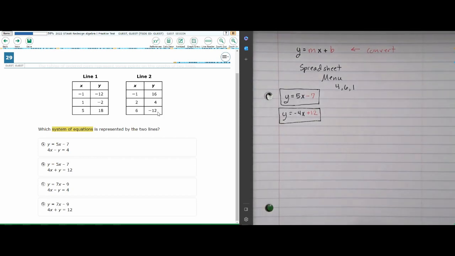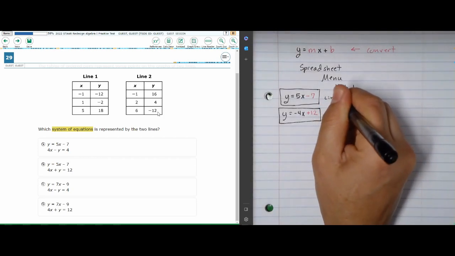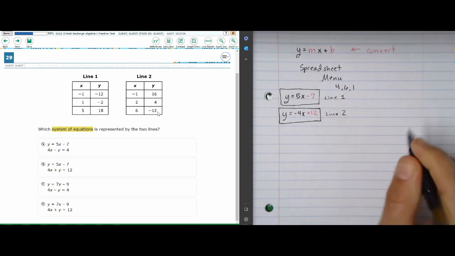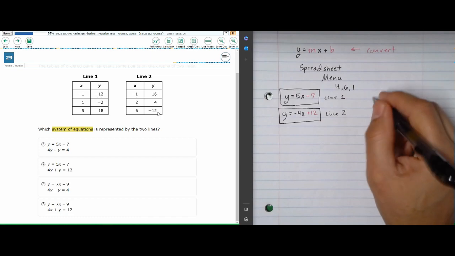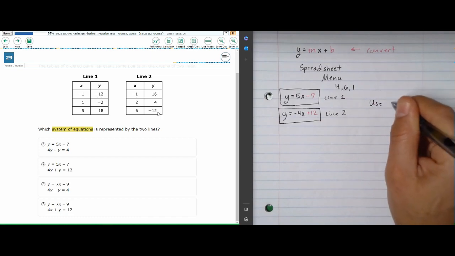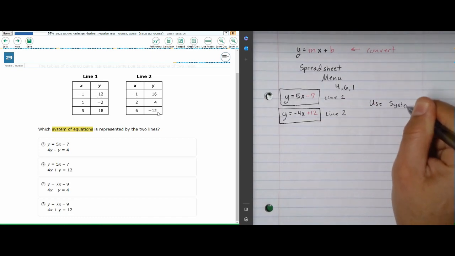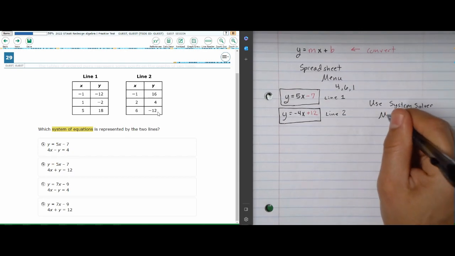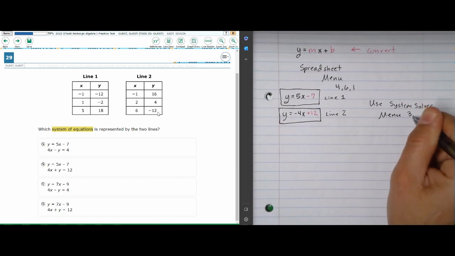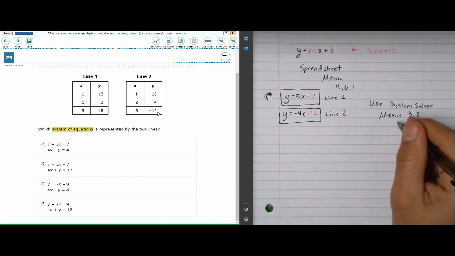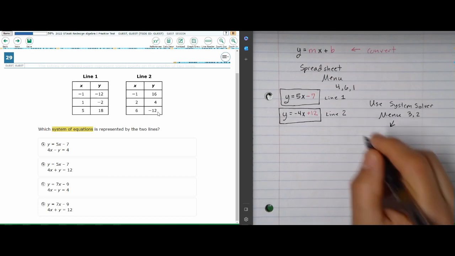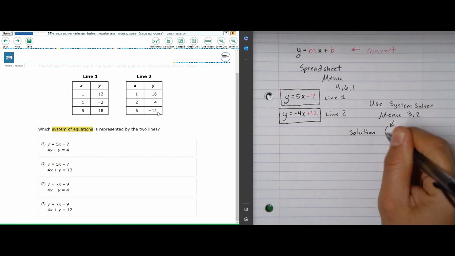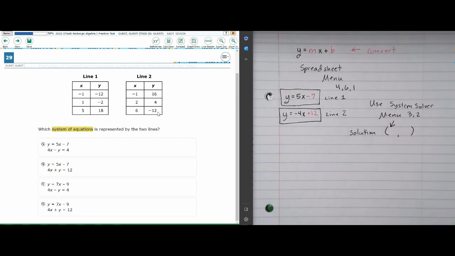Alright, so now that we got this, this is line 1 and this is line 2. So I'm going to solve it using System Solver. So I'm going to write down "use System Solver," and that's going to be menu 3 and 2. And I'm going to write down my solution that it's going to give me. It's going to give me an ordered pair. I'm going to have an x value and a y value.